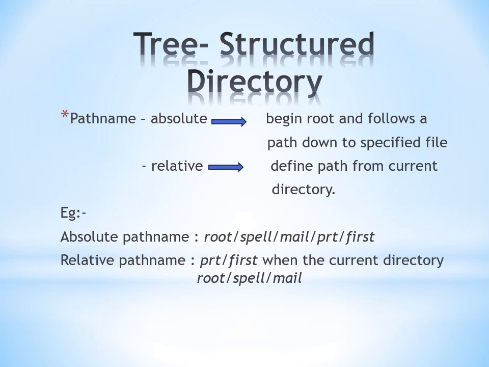In Linux, the root will be represented by a slash, though sometimes it can be not a root. So the relative path name is basically a path from the current directory. For example, you have root spell mail PRT first, and with a relative path, for example, you are in root spell mail. You are already inside the directory of root spell mail. So the other subdirectories, PRT and first, will be your relative path.